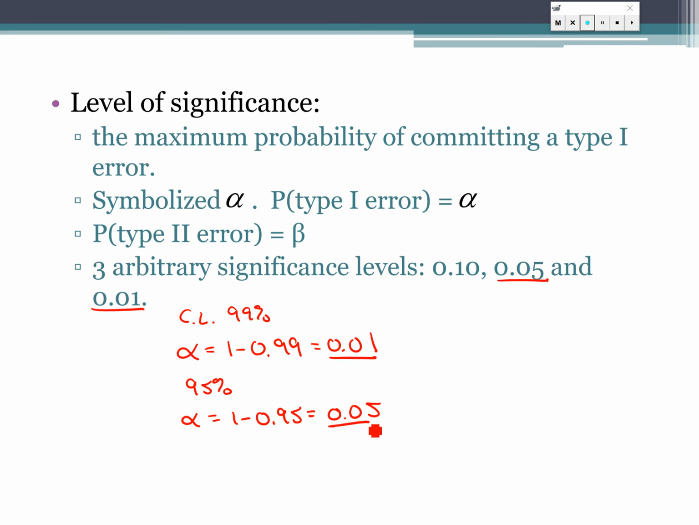So those arbitrary significance levels, those alphas, those are the same three that match up with our confidence levels from our confidence intervals. They match up. Those are the big three. But again, not the only three.